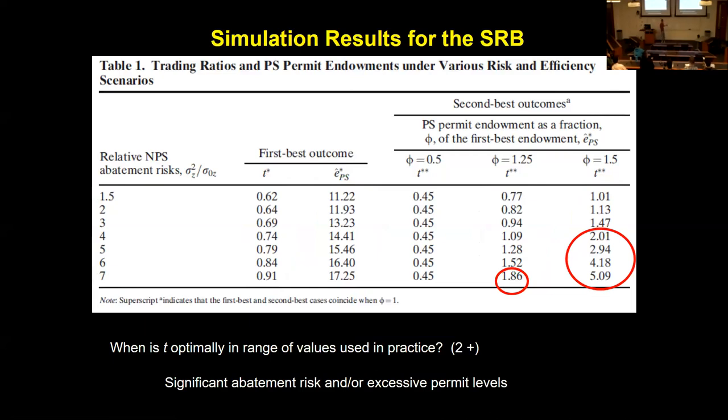As I mentioned, it's really only when you have significant abatement risk or highly excessive permit levels that we end up in this 2 to 3 range in practice, or that would be optimal. So in practice, given that we're under-regulating, it could be optimal if the risk is up in this range. As I said, hydrologists don't think it's really all that high. But if it was, it would happen because we have too many permits. It wouldn't be because we have too much risk, necessarily. It's because we have too many permits combined with the risk.